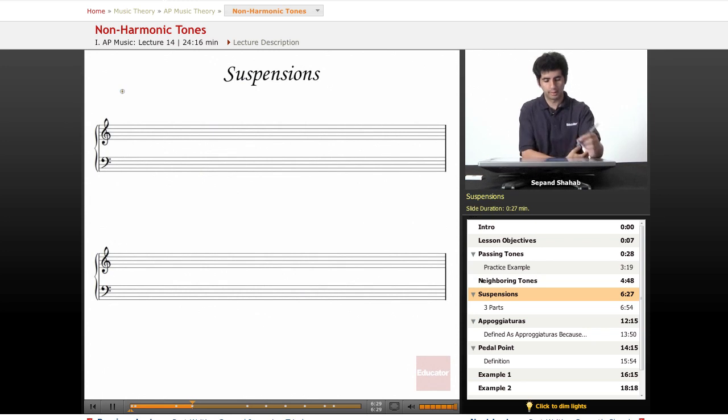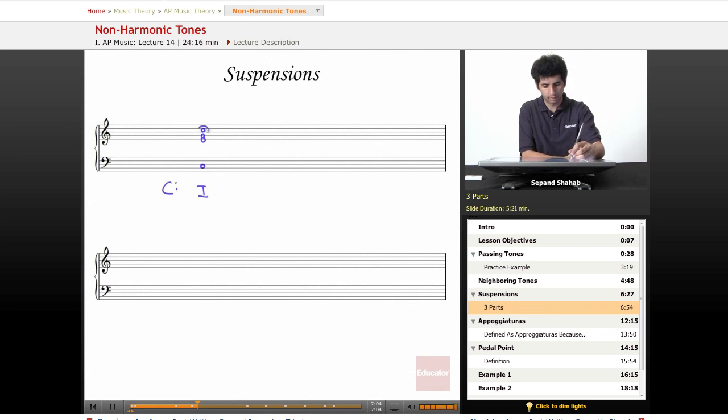Okay, now suspensions are a little bit different in that they involve more than just a note ornamenting harmony. So let's look at a suspension in C major, and we'll start on a 1 chord here. So C, let's see, E, G, C. So suspension has 3 parts. The first part is the preparation. So I'm going to use this C up here to form the suspension.